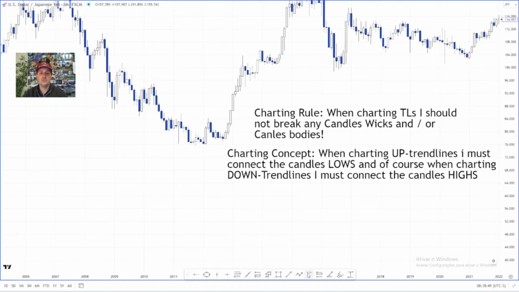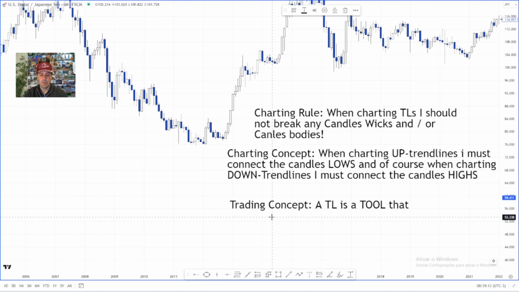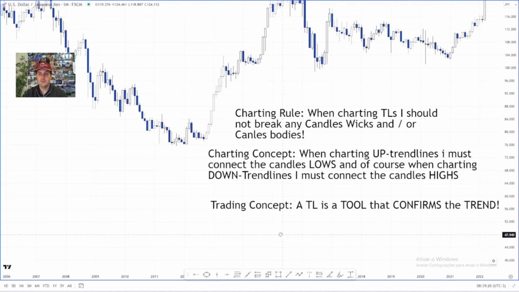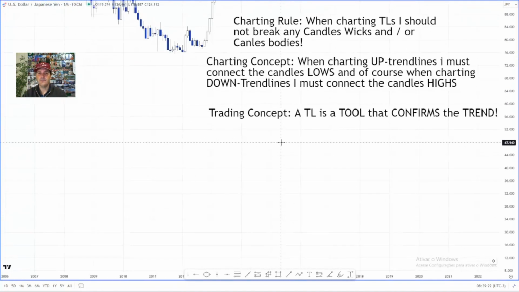And one more, which is the more important: a trading concept. It's charting, but it's more related to trading. A trend line is a tool that confirms the trend.